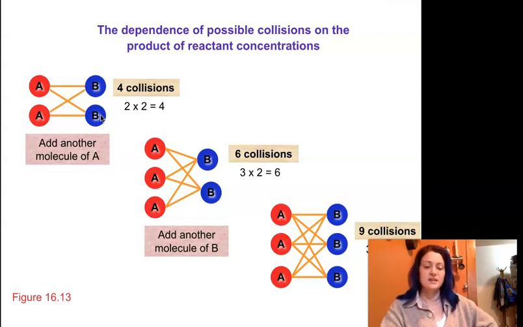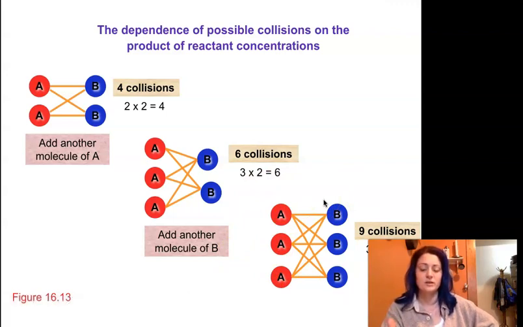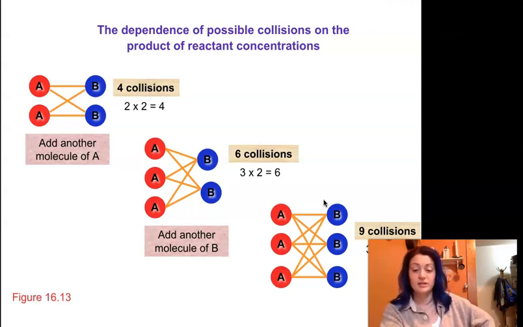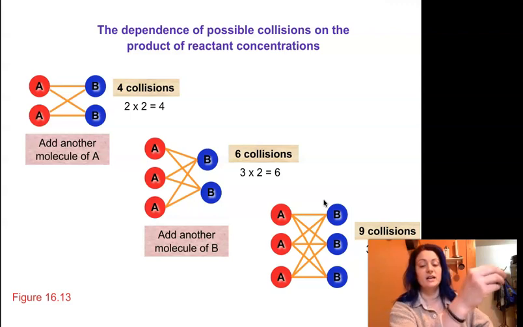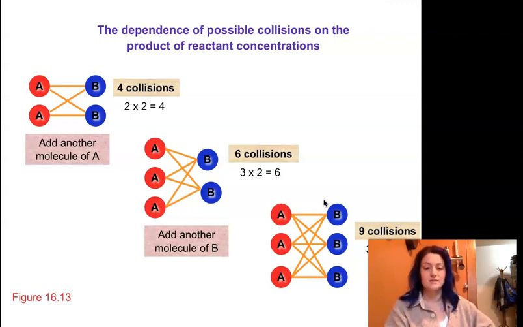And you really see this amplified as you get higher and higher numbers of atoms. So if you just zoom out here and look at the 3 by 3, as you can see, the collisions are going up in a multiplicative way. Each A has a possibility of colliding with any of the 3 B atoms. So 3 times 3 is 9.